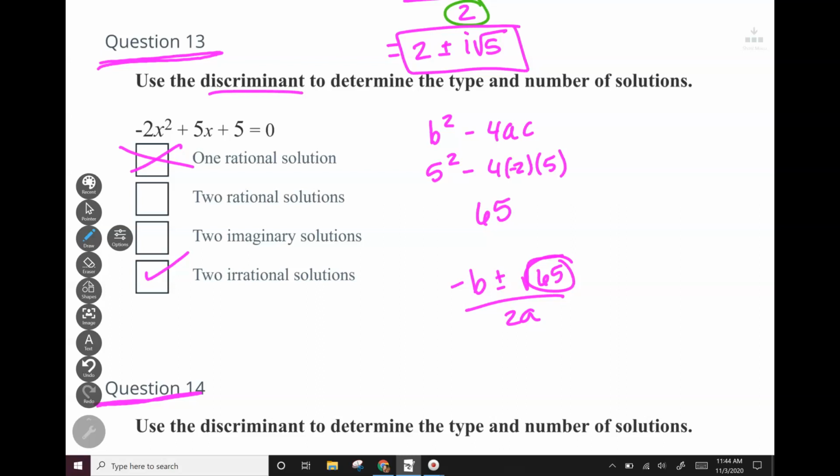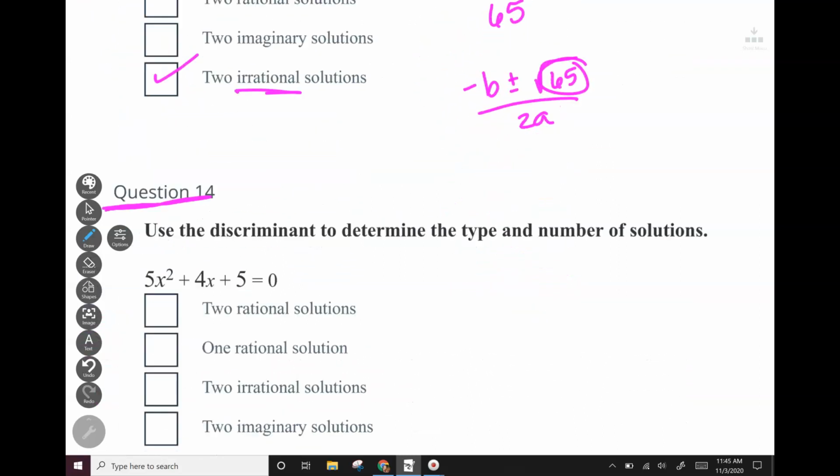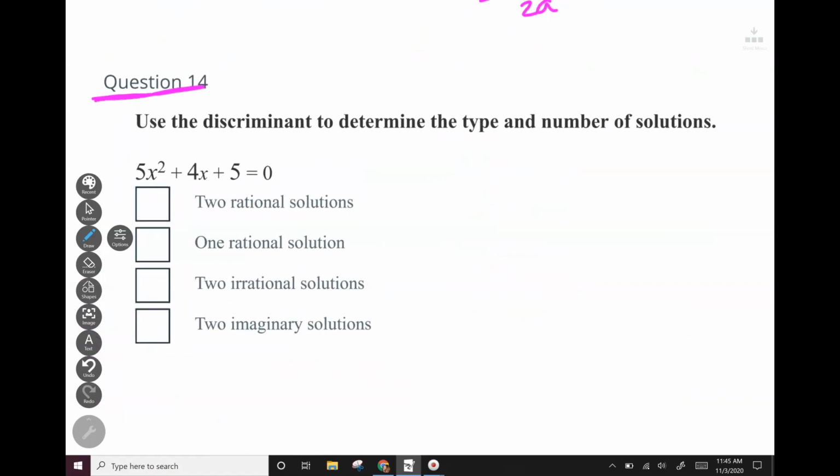And then you're not going to have imaginary solutions because there's no negative inside the radical, so they'll be real solutions. So if it's not a perfect square, it's always going to be 2 irrational. All right? Unless it's negative, then you get imaginary or complex. Okay, now let's try this one.